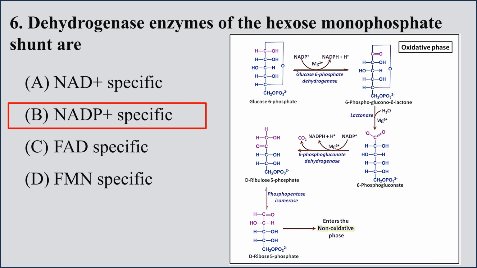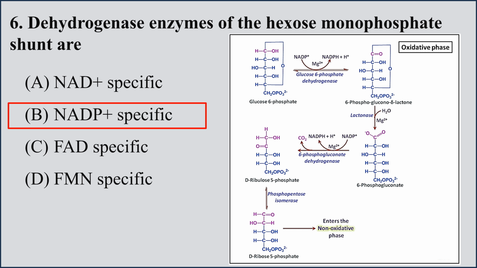The dehydrogenase enzymes are specific for NADP. Just like in other pathways where sometimes NAD is the carrier, sometimes FAD is the carrier and sometimes FMN is the carrier, but in this HMP pathway and pentose phosphate pathway, the only carrier is NADP. NADP gets reduced into NADPH.